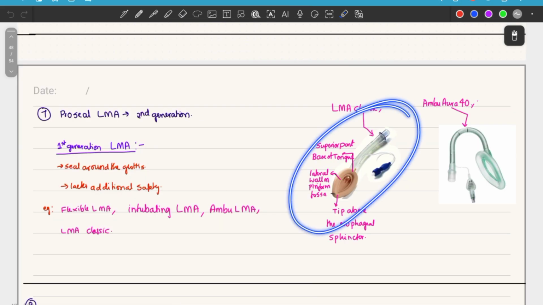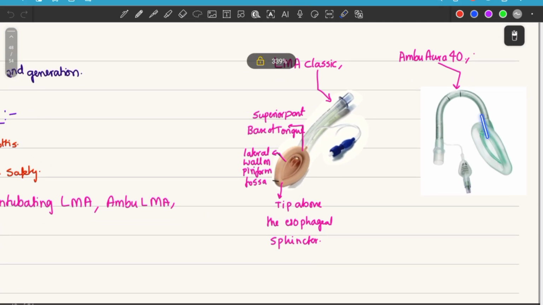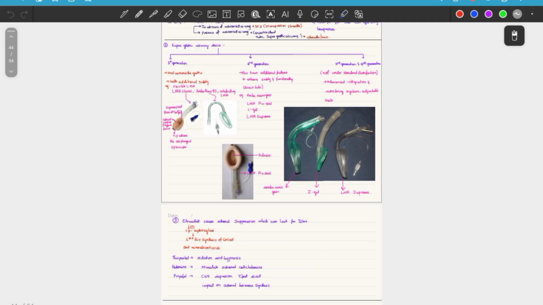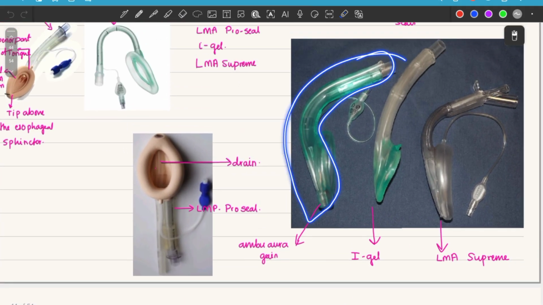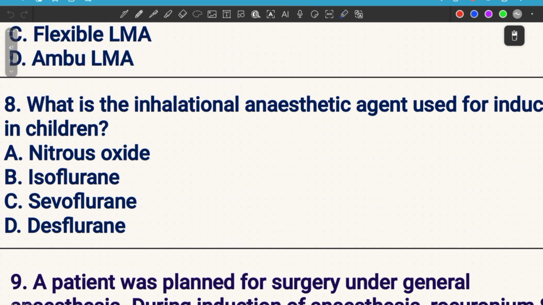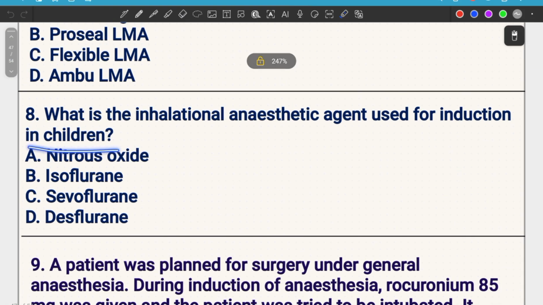This is the LMA Classic, which has only one tube, that is for ventilation. This is the Ambu Aura 40. So flexible LMA, intubating LMA, Ambu Aura 40 or Ambu LMA and LMA Classic all belong to first generation. This Ambu AuraGain belongs to what? Second generation.